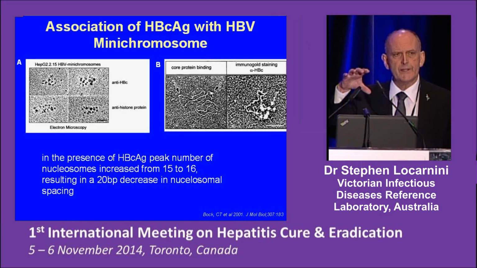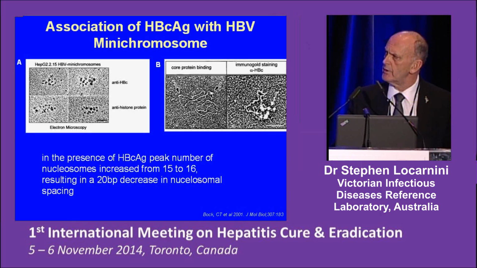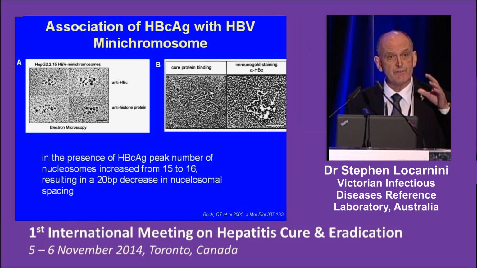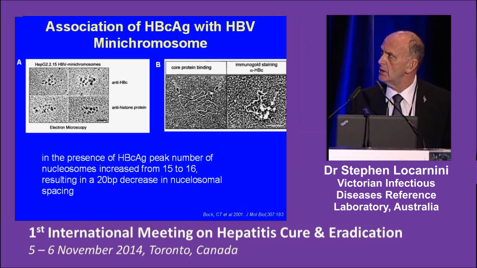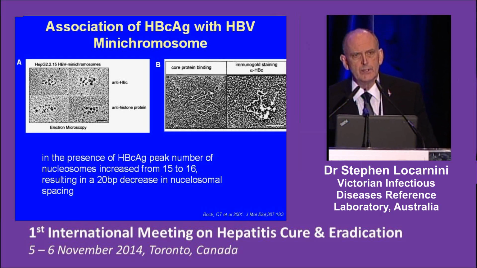The core, when it binds to the mini-chromosome, introduces a positive supertwist, or the equivalent of a supertwist, at 20 base pairs. So it increased the linkage number from 15 to 16. And here are some of Thomas's photos showing very nicely the core protein associating with the viral mini-chromosome. It's a physical, direct association, unlike the association of X. So that has to be considered.